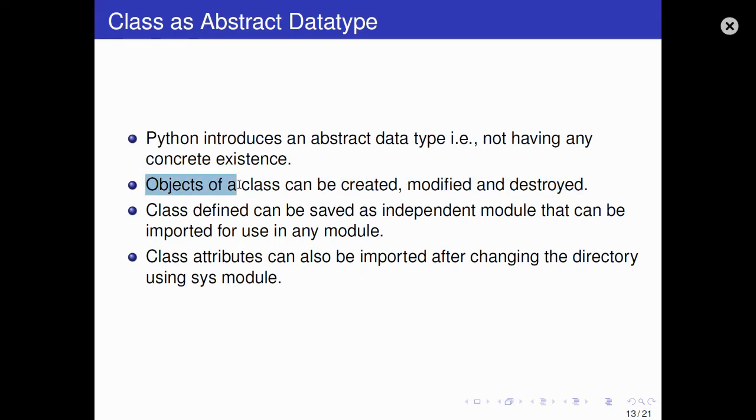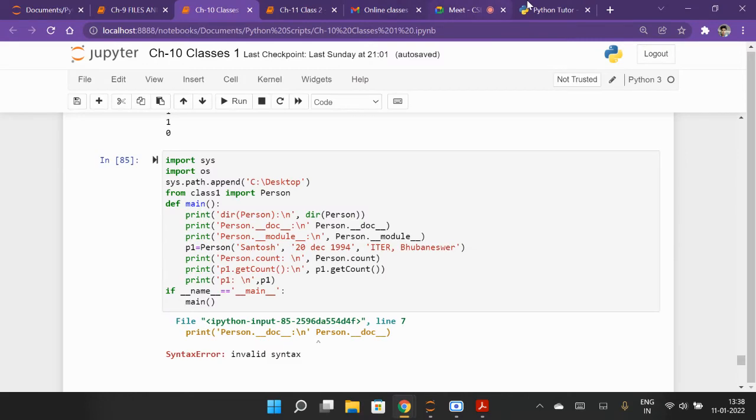Okay, so objects of a class can be created. You can create using the constructor. You can modify it using the functions we had, and you can destroy it also using the destructor. So a class defined can be saved as an independent module that can be imported for use in any module. Okay, for example, now you see here.